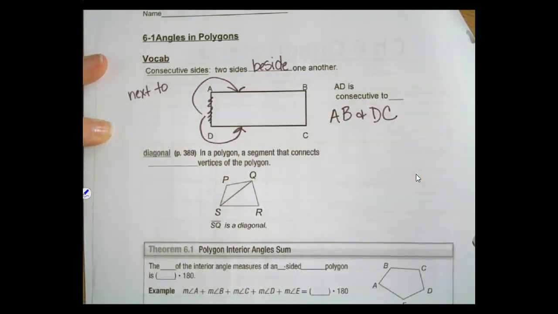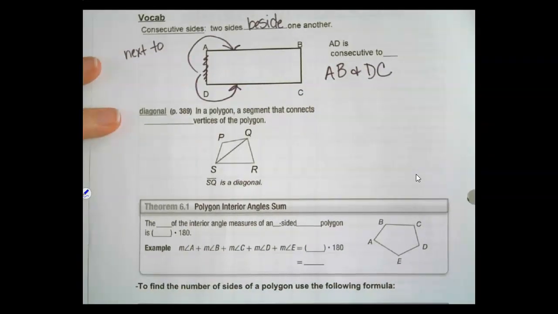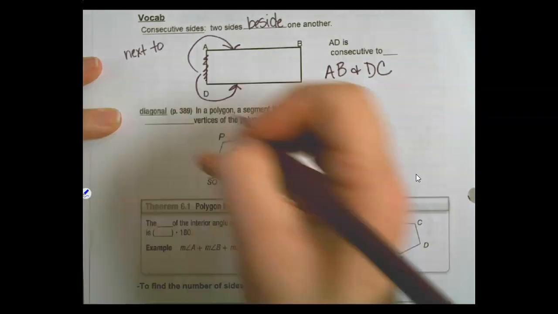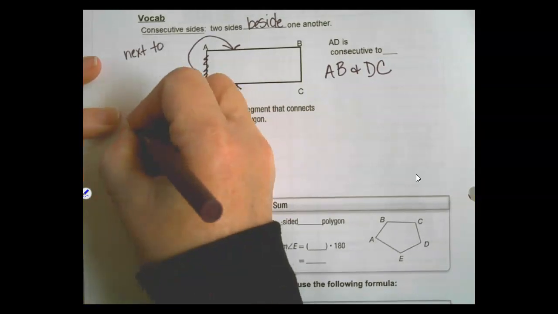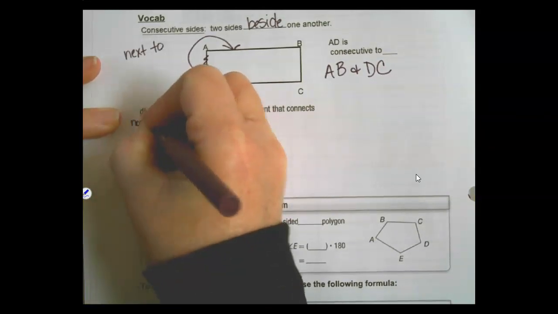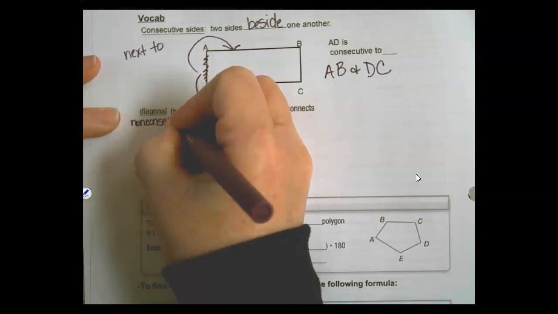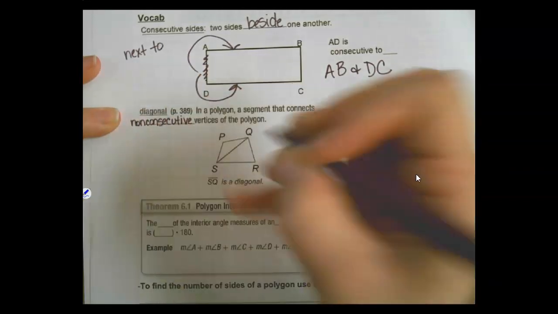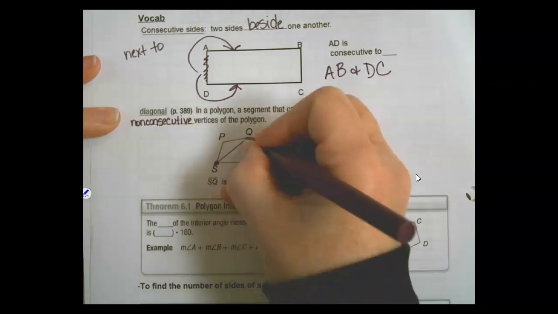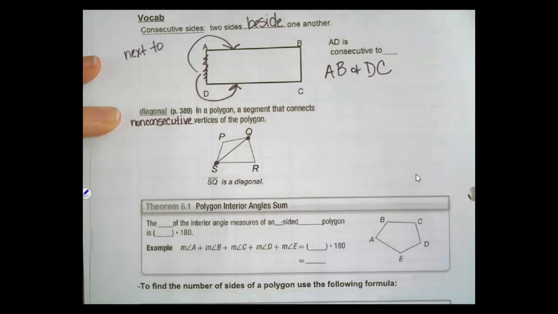Next, a diagonal. A diagonal in a polygon is a segment that connects two non-consecutive vertices. So these are non-consecutive, therefore SQ is a diagonal.